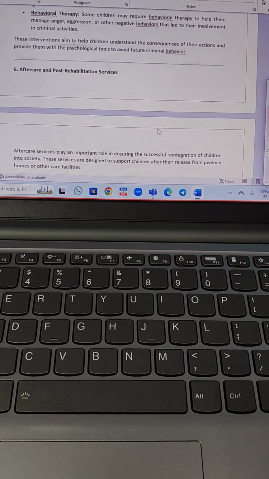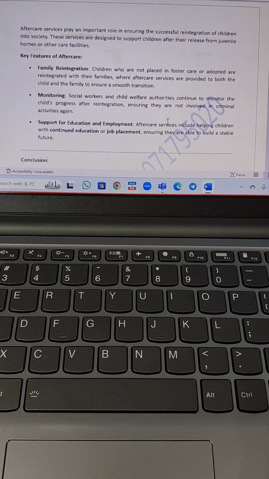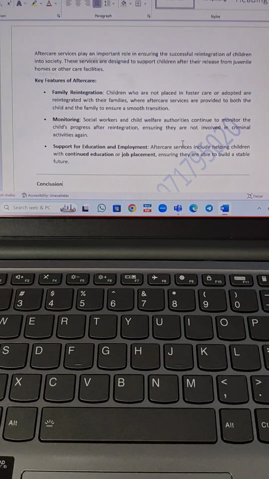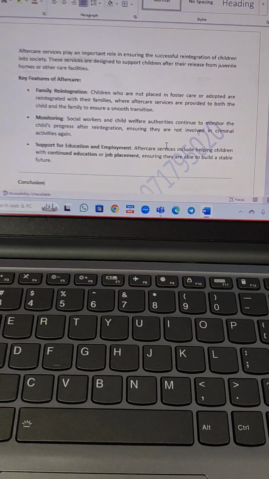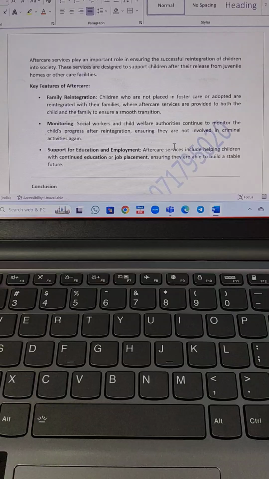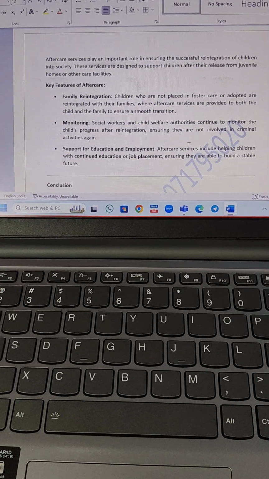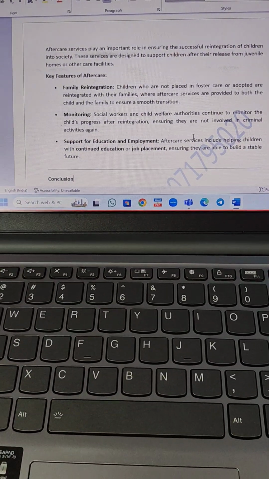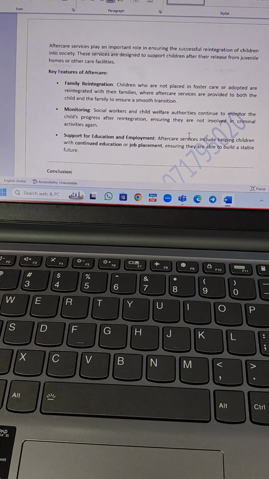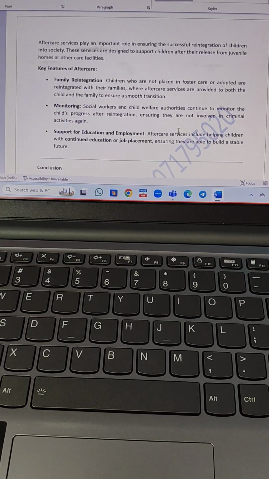Now there is something called aftercare and post-rehabilitation services. Aftercare services play a very important role in ensuring the successful reintegration of the child into society. These services are designed to support children after they are released from the juvenile homes. For example, family reintegration. Children who are not placed in a foster home or are not adopted are reintegrated with their families, where aftercare services are provided to both the child and the family for a smooth transition.